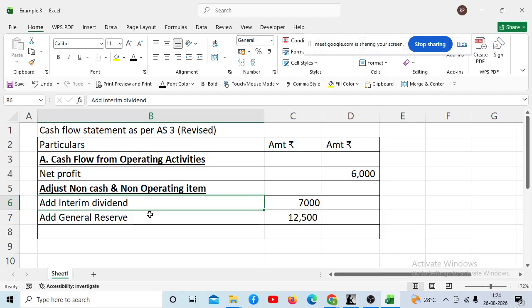But previously we wrote that we should remove non-operating items, right? So that's what we are doing. Non-operating, we are adding it. See, by this much amount the profit must have been reduced, because whatever dividend they had paid, they must have shown it as an expense. So I am adding that back so that I will come to know the actual profit from operating activity. You're getting my point?